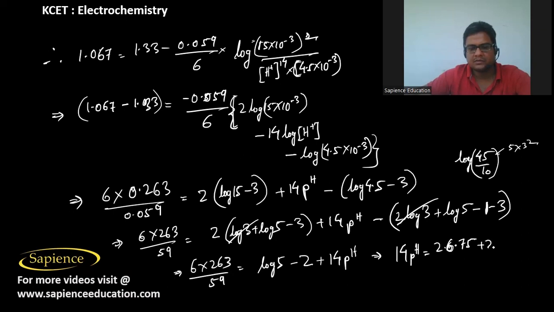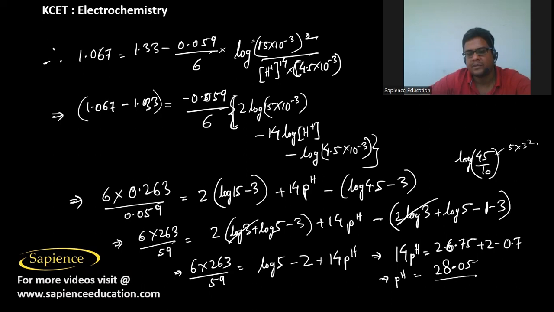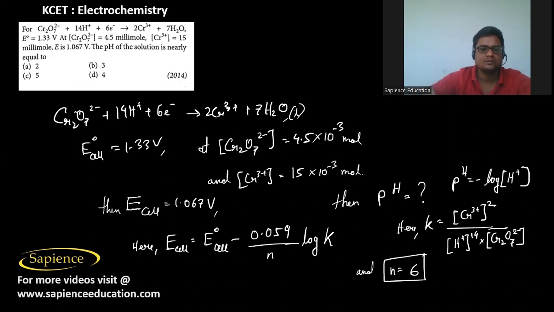That will be then plus 2 minus log 5. Log 5 is 0.7. So 14 pH will be 28.75 minus 0.7, that is 28.05, divided by 14. So it is approximately equal to 2. So the pH value of the solution is nearly 2, so option A is the correct answer.